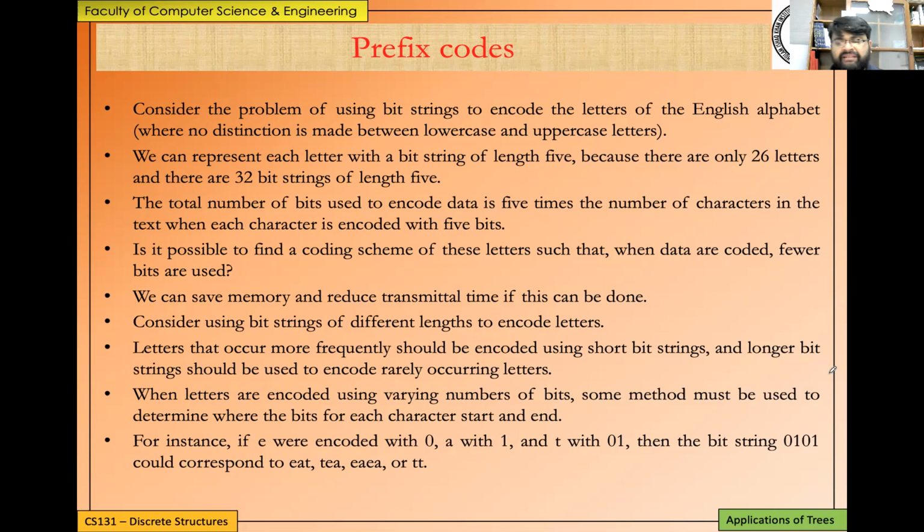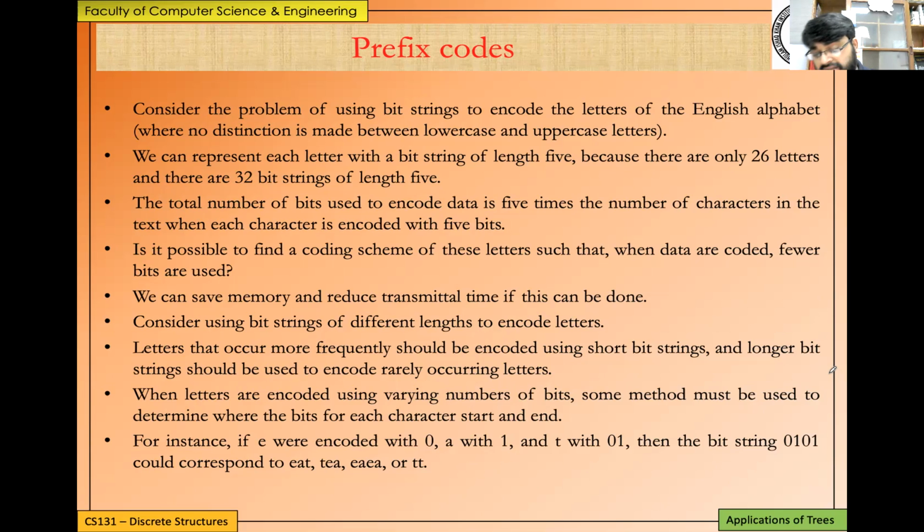We can represent each letter with a bit string of length 5, since there are only 26 letters and there are 32 bit strings of length 5. The total number of bits used to encode data is 5 times the number of characters in the text when each character is encoded with 5 bits. Of course, if you put each character as 5 different bits, then the total number of bits used will be 5 times the number of characters. Is it possible to find a coding scheme of these letters such that when data are coded, fewer bits are used? Can we use fewer bits?